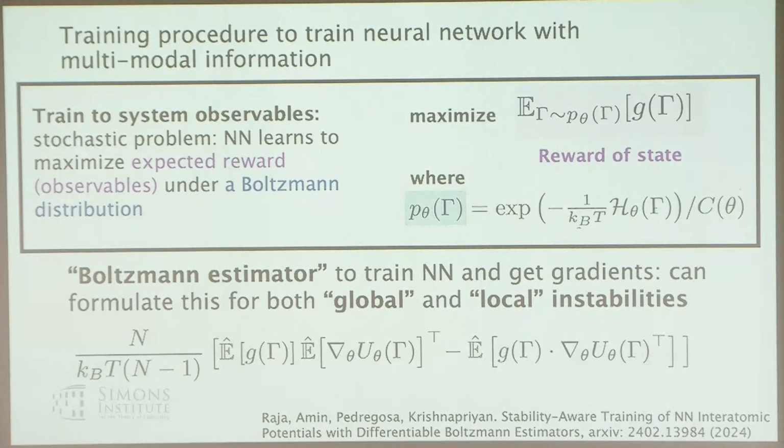So now, a larger observable is better? Not a larger observable, yeah. The reward should be the expectation of the mean squared error between G of gamma and the reference. That's the reward. It'll make more sense when I show the full picture altogether.